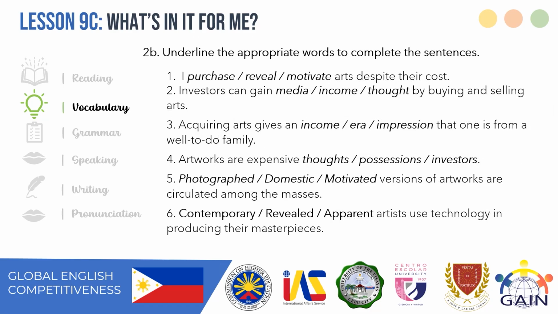Moving on to our next activity, underline the appropriate words to complete the following sentences. For example, in number 1, I purchase arts despite their cost. The correct word here is purchase because of the word cost. Now pause the video and answer items number 2 to 6. Here are the correct answers.